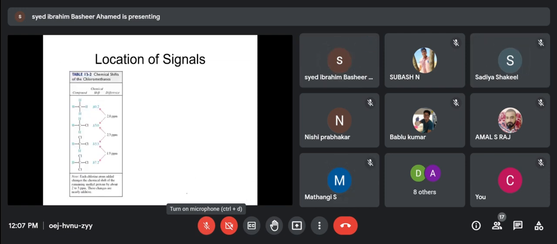Now we'll see some examples for the location of a signal. As I told you already, assume this is methane, the molecule CH4. You can see the chemical shift delta is 0.2 for methane. I am replacing one of the hydrogens with chlorine, so methyl chloride. Now the delta is 3.0. What does it mean?